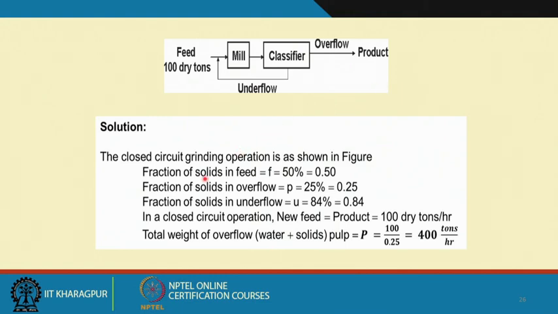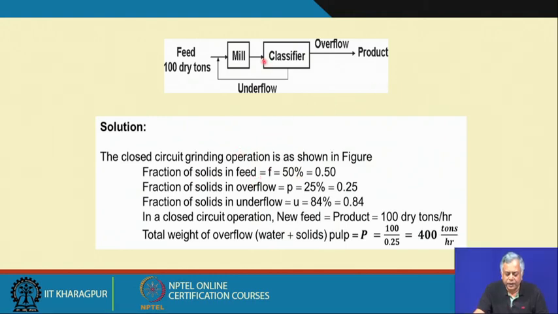The fraction of solids in feed, the feed to the classifier I am talking about, is 50%. We have to convert it into fraction, because we are balancing through the fraction, so it is 0.5. Similarly, the fraction of solids in overflow is 25%, that means 0.25, and it is 0.84 in the underflow. In a closed circuit operation, the total feed is the new feed plus your recirculated feed.